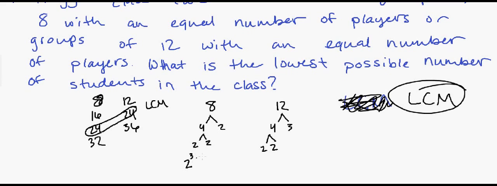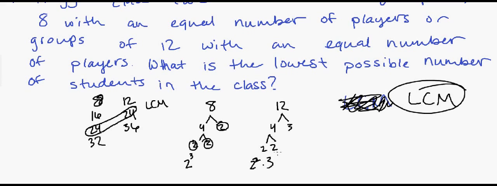So over here on the 8 side, the factors are 2, 2, and 2. So that's 2 to the third power. And over here for 12, we have 2 squared times 3. So all I did to get that was I took the end of each branch, basically, and that's a 2.